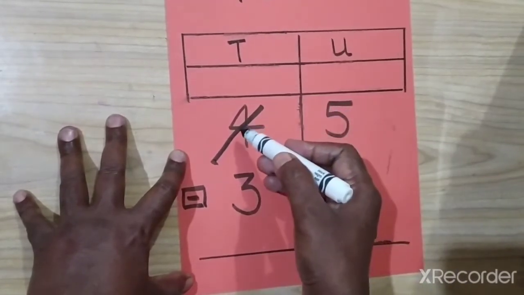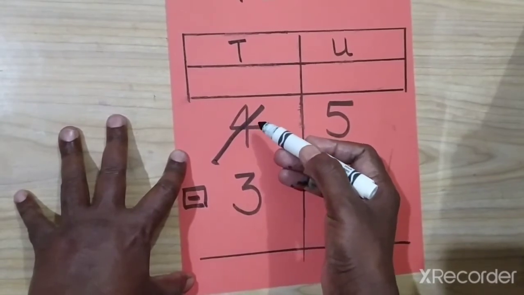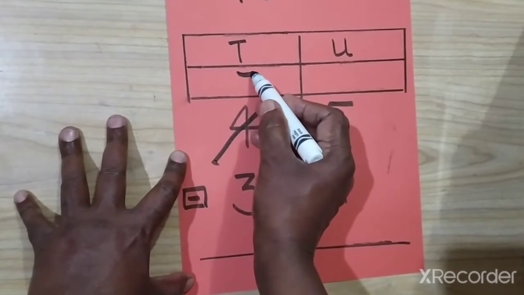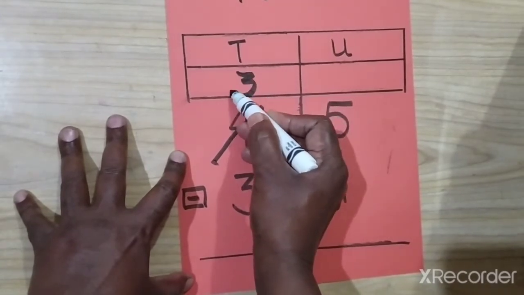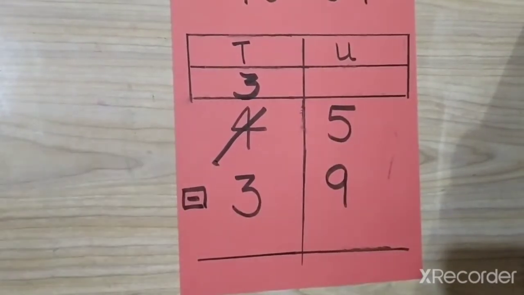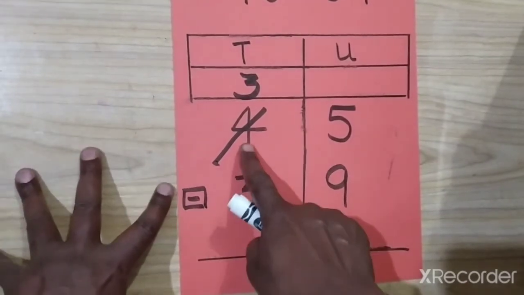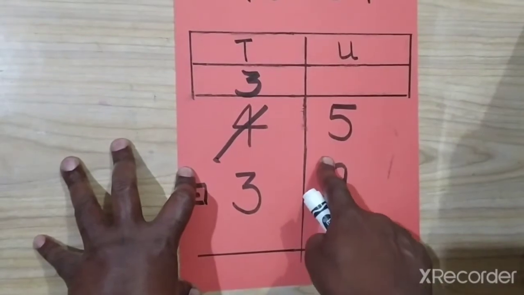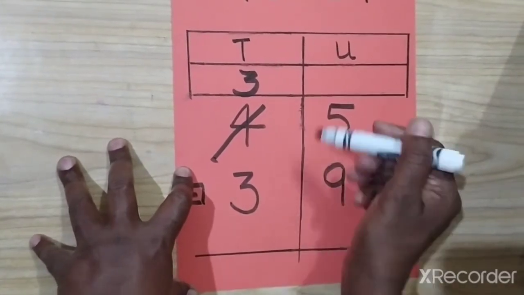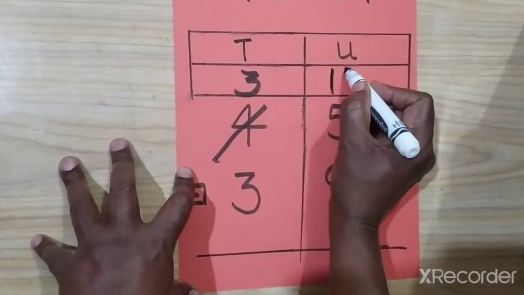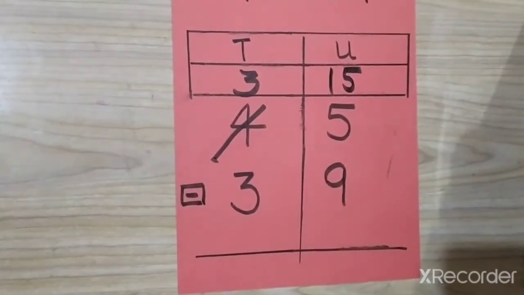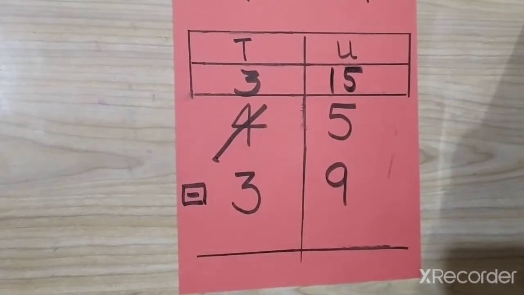So 1 will become less, 4 tens will become 3 tens. And here a 10 will go to unit. So 10 and 5 already here, 15. We have 15 now. Now can we do subtraction? 15 minus 9. Can we do it?